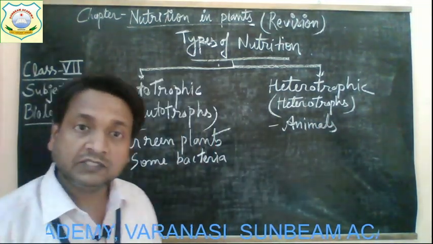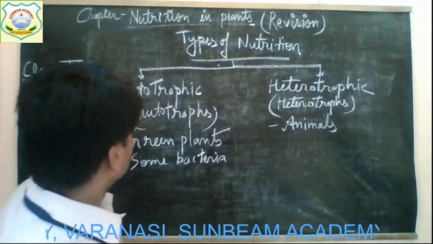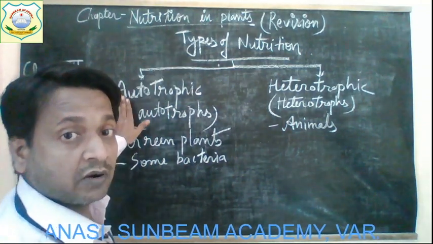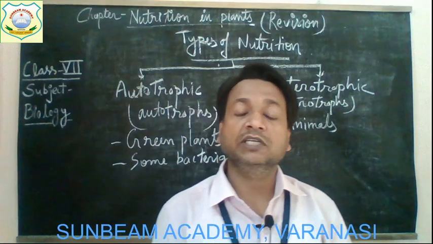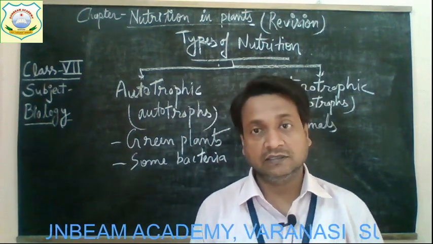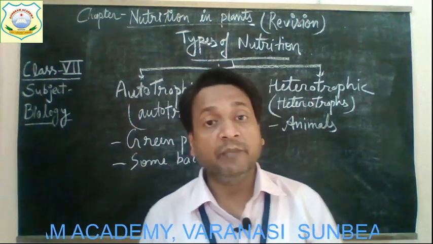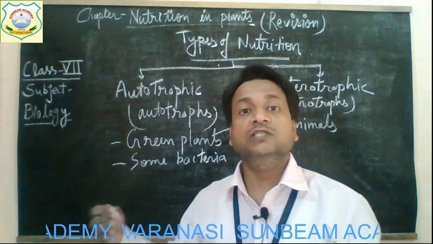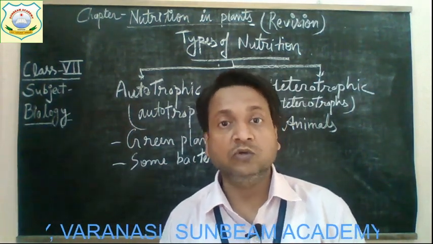So in this chapter we will discuss in detail the nutrition in plants. We'll discuss the autotrophic mode of nutrition, which is the type of nutrition found in plants. Got it, children? So first we will discuss the method by which green plants are able to synthesize their food. That is why they are termed autotrophs.